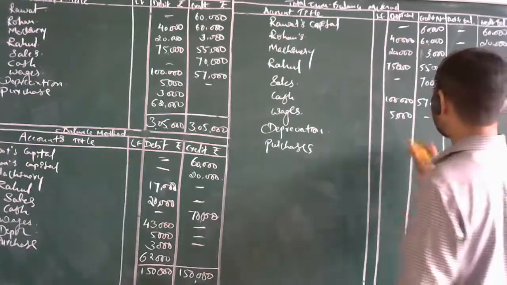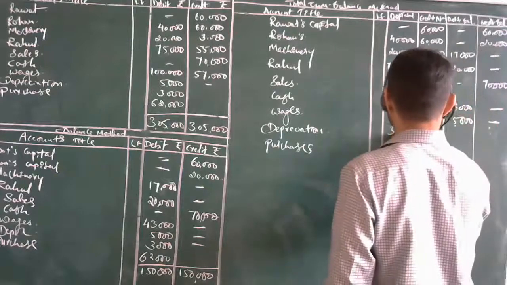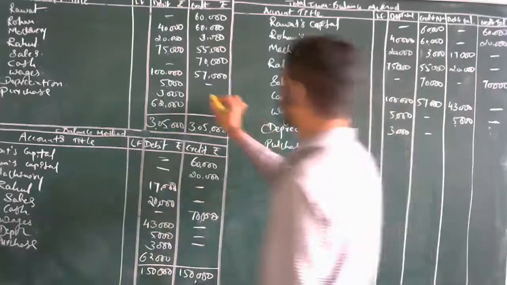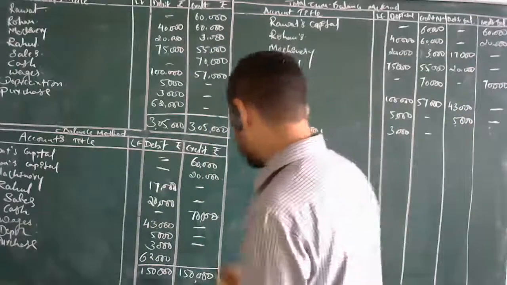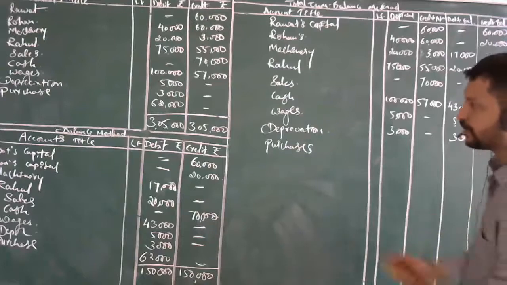Then depreciation. Depreciation is how much? 3,000, in the same debit column, 3,000 debit. No credit column. Then again for the balance method as well, debit only.